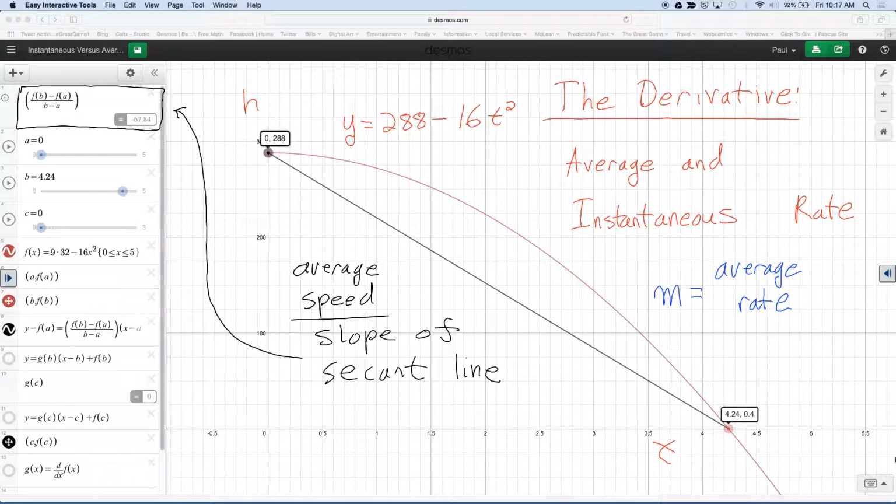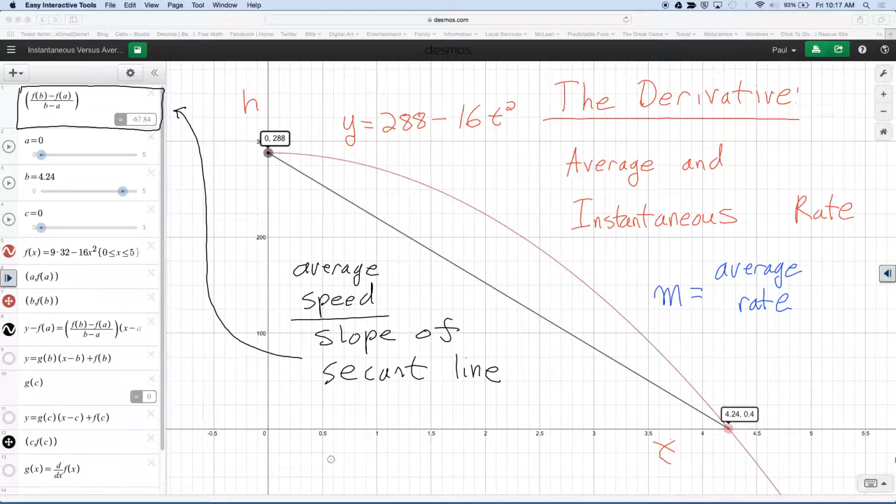I told Desmos to calculate. This dot is controlled by the slider with the letter B. This dot is controlled by the slider with the letter A. Look at what I have up here. It does F of B minus F of A divided by B minus A. It's calculating the slope. That's cool. I just put that equation in there, and it's giving me the answer.